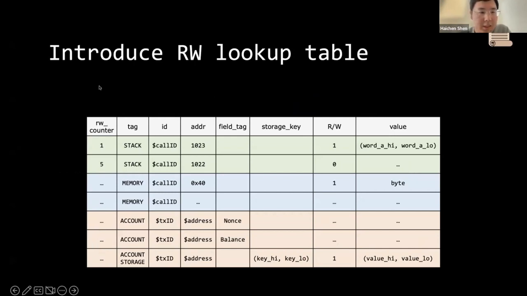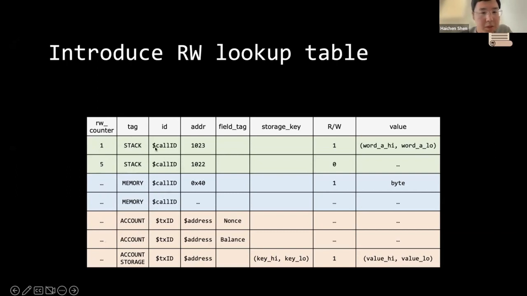In the first column, as we said, this is the RW counter, which we already saw inside the step context. It is a unique counter for RW operations, so it grows by 1 each time. Although I'm not sorting by the RW counter here, if you sort by it, you will see 1, 2, 3, 4, up to all the operations you have inside the execution trace. The second column is the tag. It indicates whether it's a stack operation, a memory operation, or an account or account storage read and write.